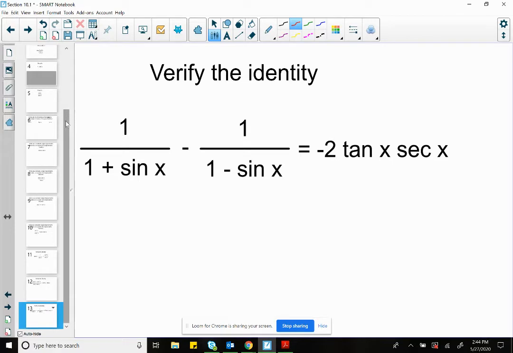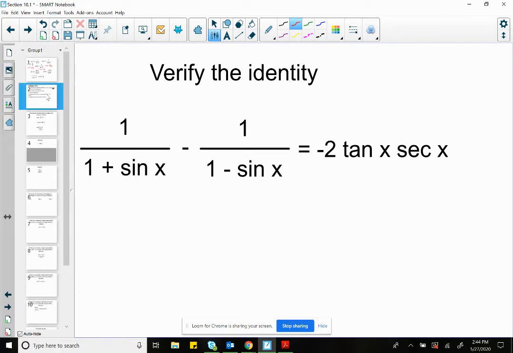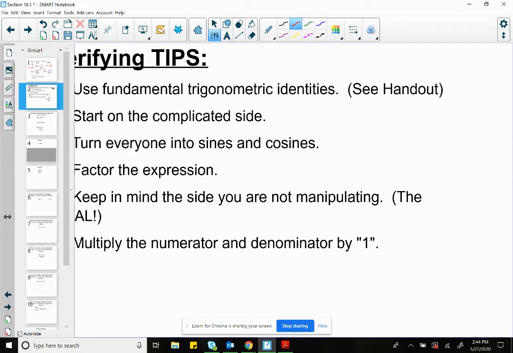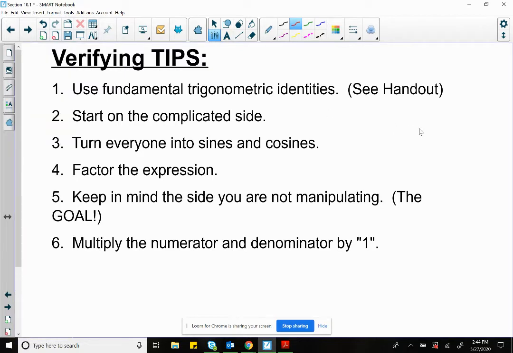So general rule of thumb, usually the more complicated side is on the left-hand side. So start on the left-hand side, make it look like the right-hand side. Other idea, turn everything into sines and cosines. Get rid of tangents, get rid of cotangents, get rid of secants and cosecants, turn them into nothing but sines and cosines. Sometimes that helps a lot. Sometimes it doesn't. Okay, sometimes there's faster ways. Know that you can factor trig expressions. So factoring can help us out.